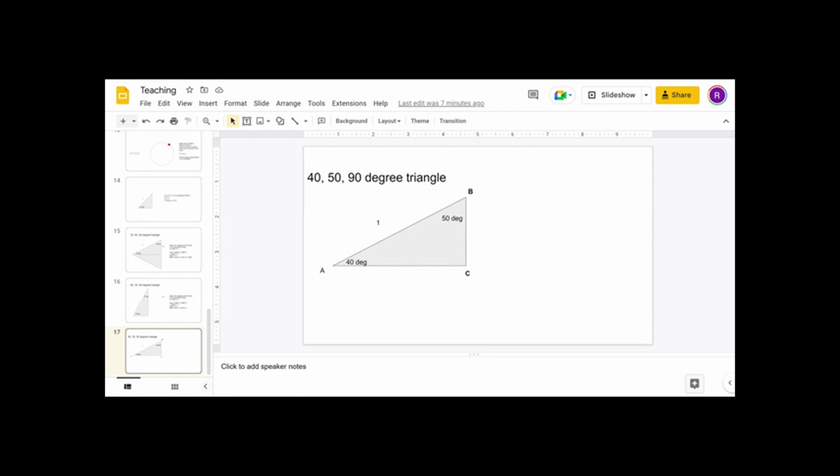What about in a 40-50-90 triangle? What will it be? Will it be more than half or less than half, first of all? Will this BC be more than half or less than half? If this is 40 degrees and 50, this is a 40-50-90 triangle. Anyone? More than half, sir. Why will it be more, Mahalakshmi? Why will it be more?